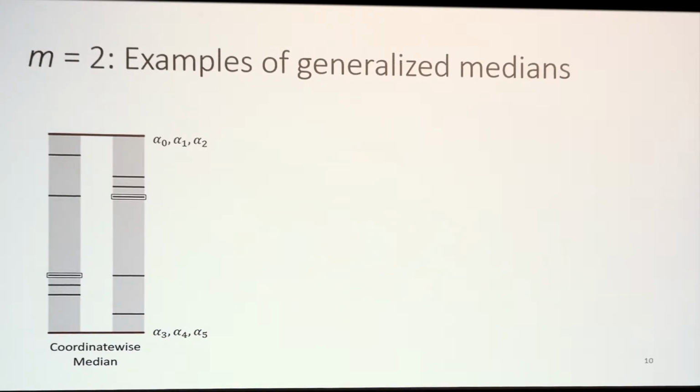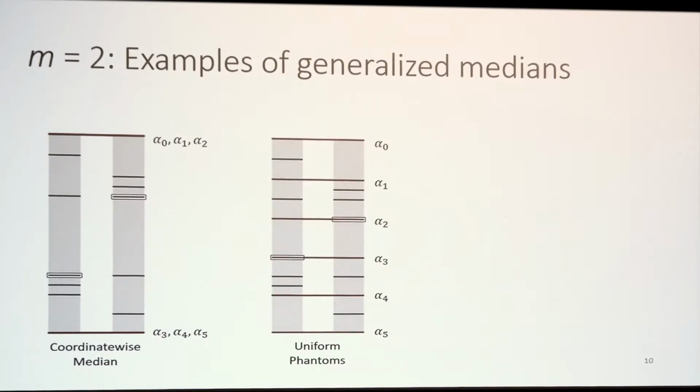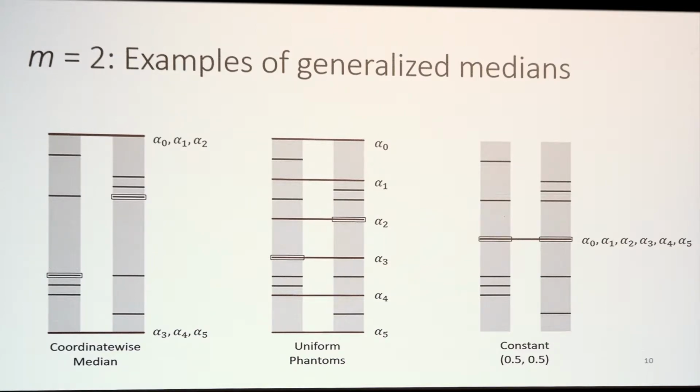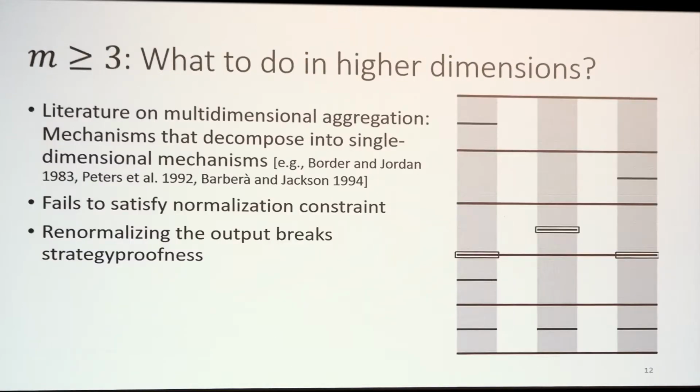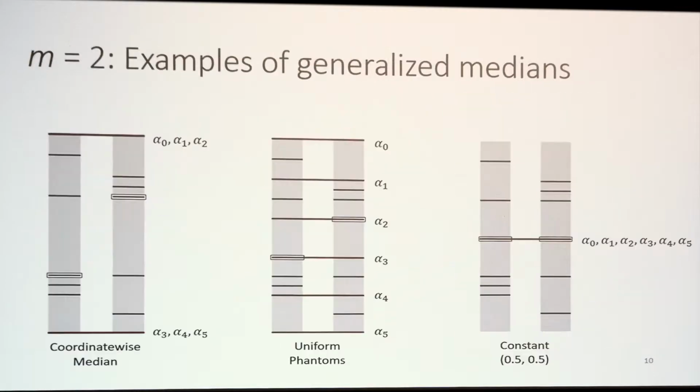So what this picture is doing is just taking the coordinate-wise median, the median on the left column and the right column. And for the phantoms, we have 3 at 1 and 3 at 0, and they're essentially canceling out for the purposes of taking these medians. We can also do something like this. Take the uniform phantom rule, where we place our phantoms uniformly between 0 and 1. Or we can enforce a half-half split by placing all the phantoms at 50-50. So this is 2 dimensions.